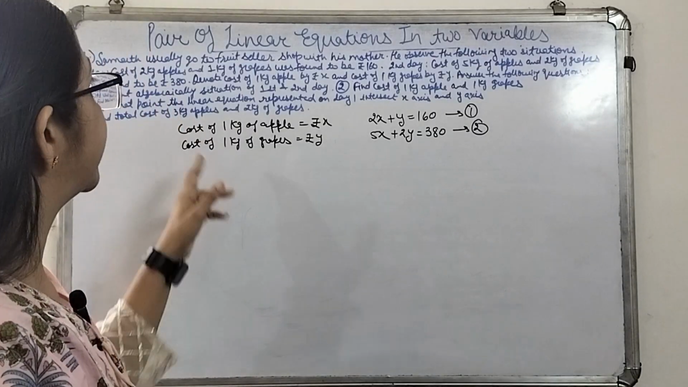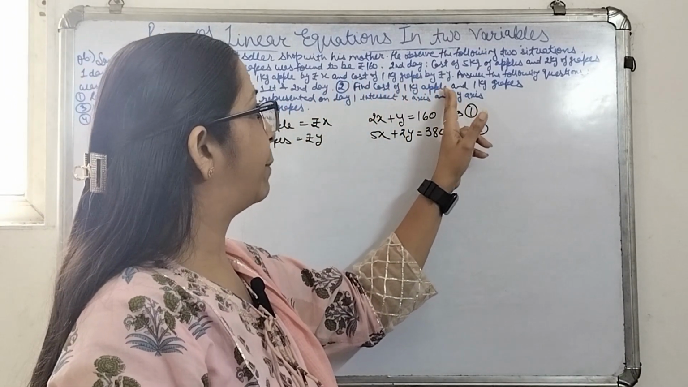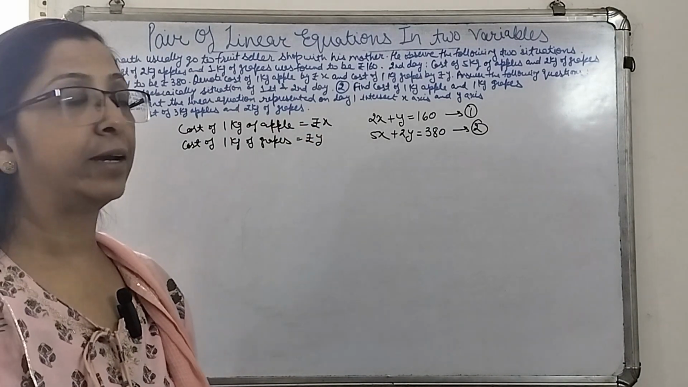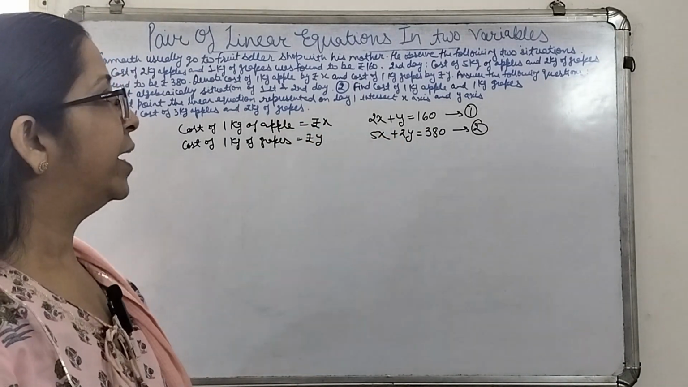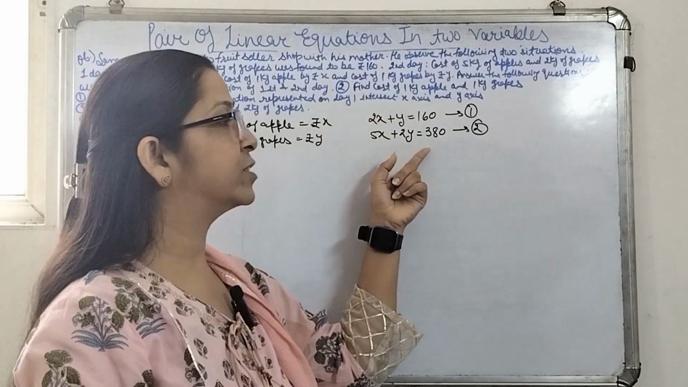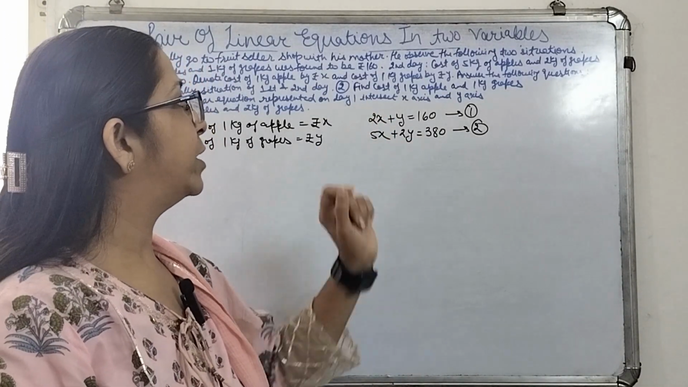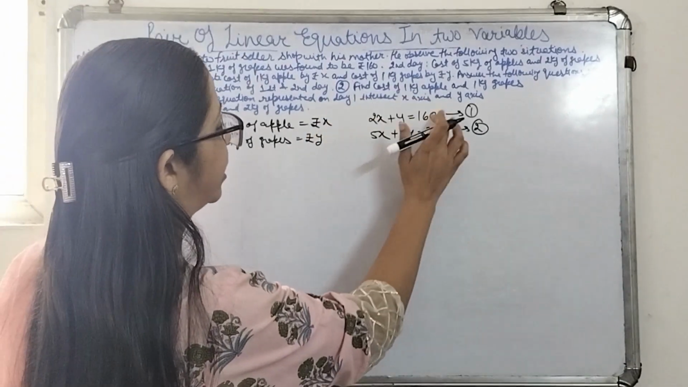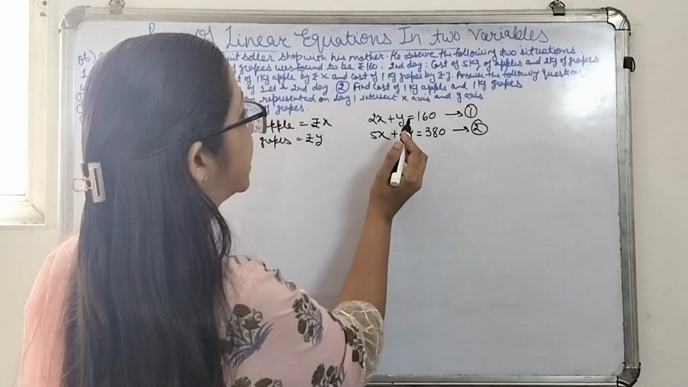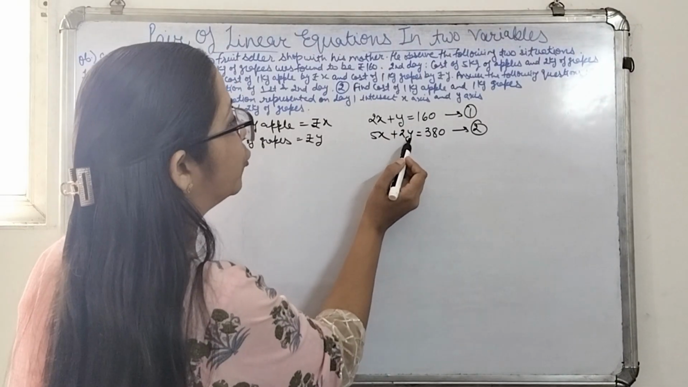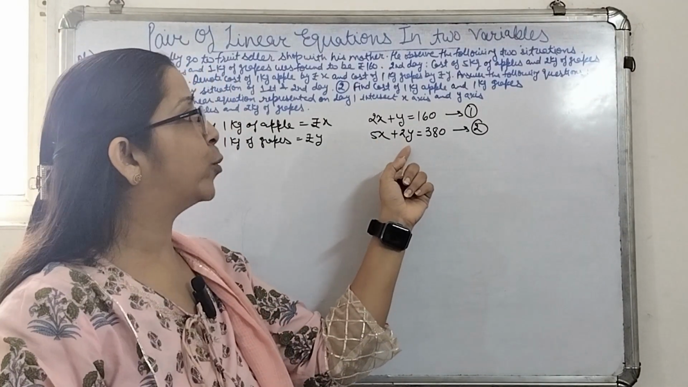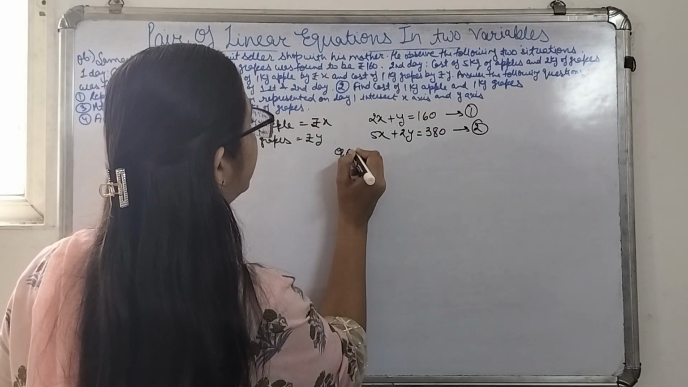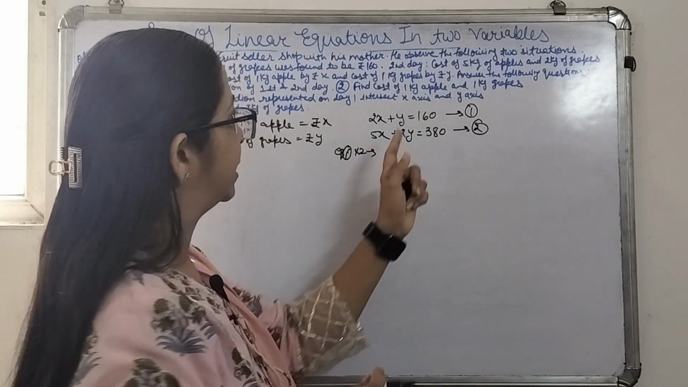Now the second part is to find the cost of 1 kilogram of apple and 1 kilogram of grapes. That means we have to find the value of x and y, which means we have to solve these two equations. In the previous question, we had solved these equations by the substitution method. Now let's solve this equation by the elimination method. So suppose I am taking equation number 1 here. We can see the coefficient of y is 1 here and the coefficient of y is 2 in equation number 2.